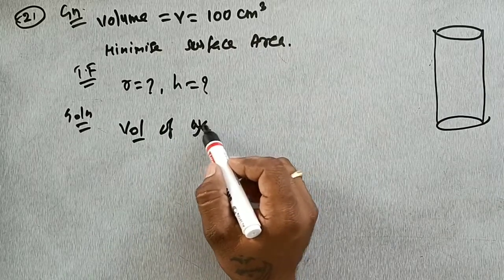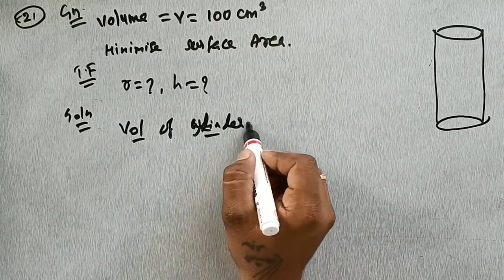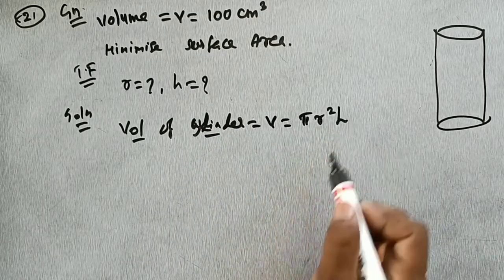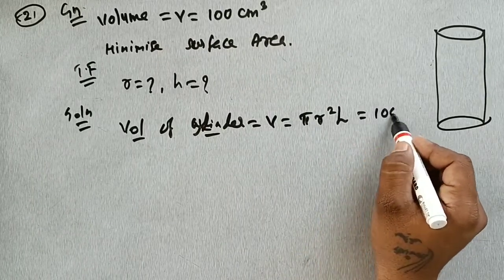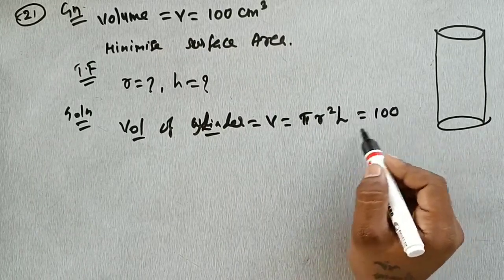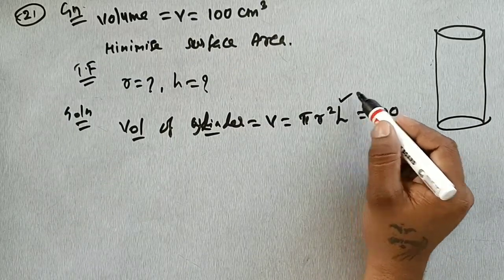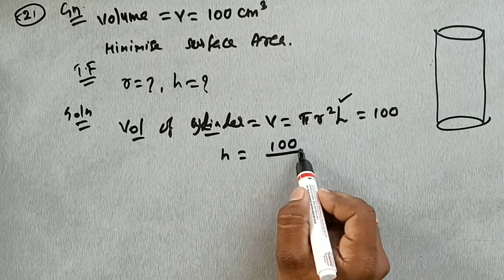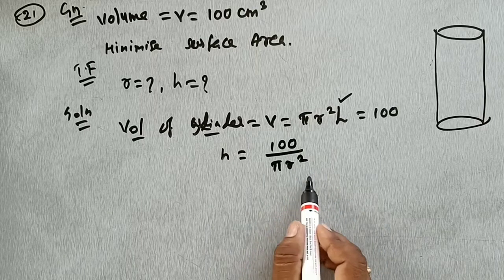Volume of cylinder V equal to pi R square H. The volume is given, that is equal to 100. So from that we can find either H or R. We are going to find the value of H. So H equal to 100 divided by pi R square.